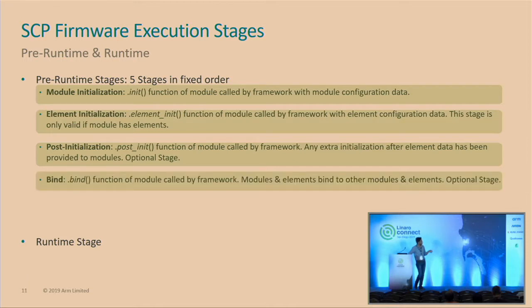Then there's a bind function. Now, this is the place where modules actually register with each other. So let's say you have a PMIC module that talks to an I2C module so that you can communicate with the I2C. That's where you register both these modules with each other so that they can find out each other's APIs and then talk with those APIs.